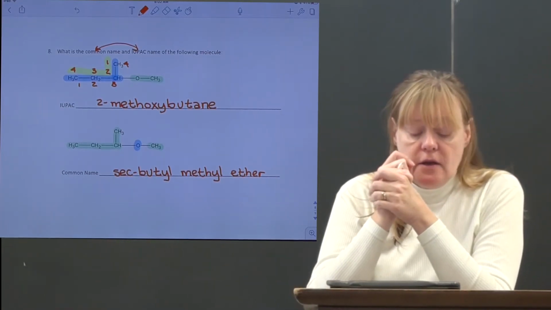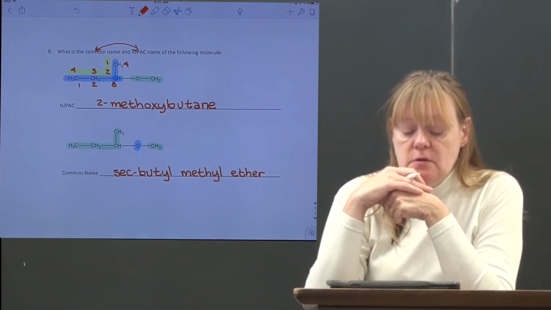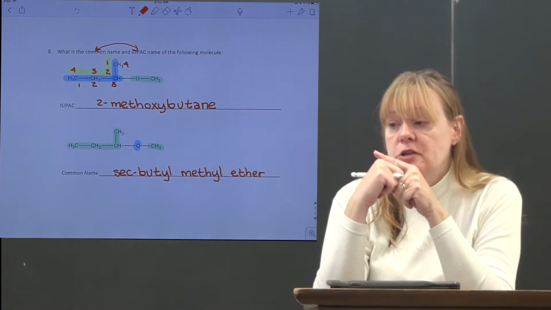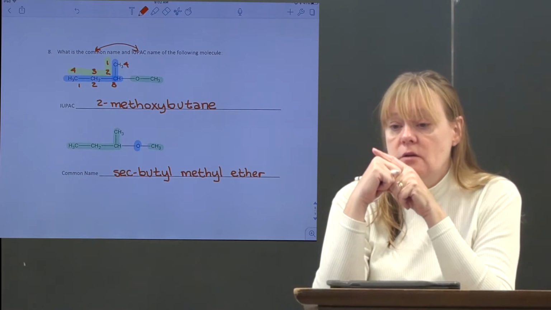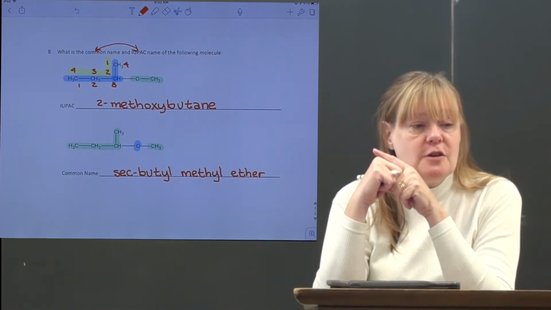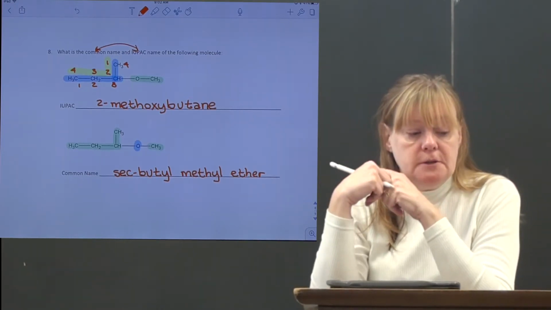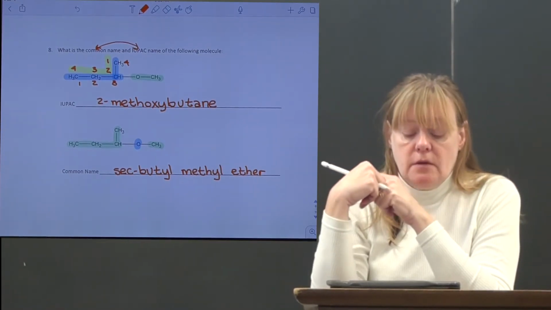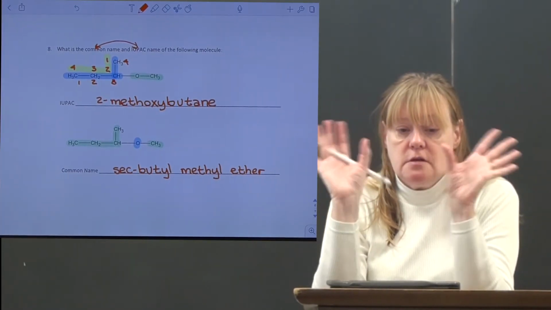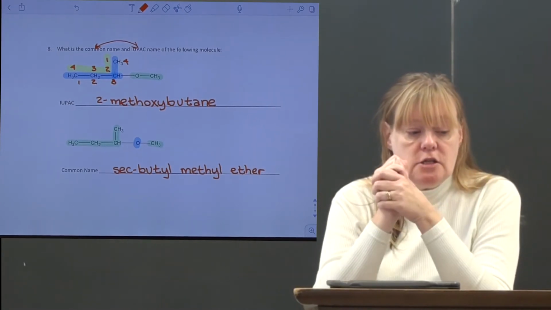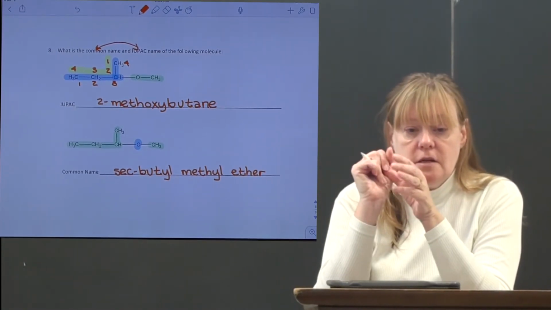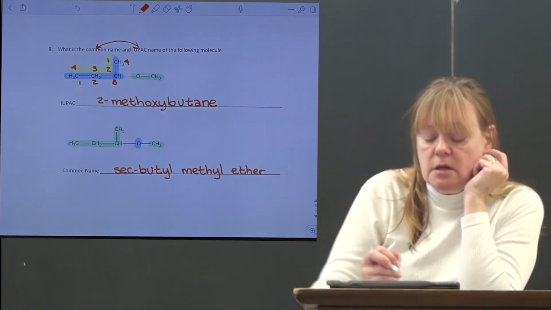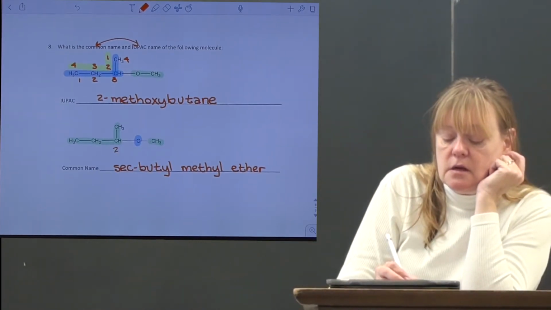Okay, anyway, the IUPAC is 2-methoxybutane because the OCH3 is a substituent group, and you're saying where that's attached to the parent hydrocarbon. Don't forget that you can turn corners. When you're doing the common name, then the oxygen becomes the focus, and you're saying what substituent groups are attached to it. Any branching is described as sec or tert or iso. So that's a sec-butyl methyl ether because this is a secondary carbon.